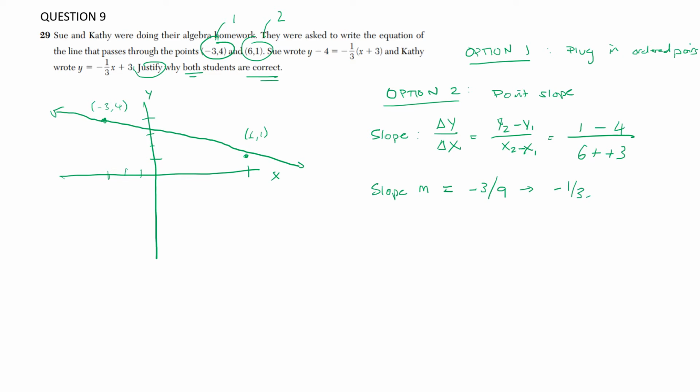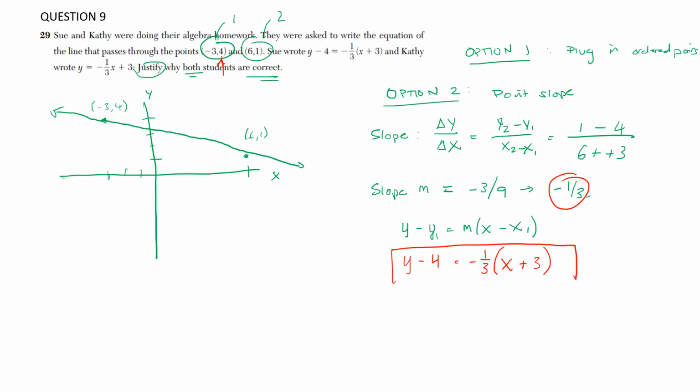Now, we can simply use one of the points. I'll use point 1 in our point slope form. This is what point slope form looks like. It's y minus y1 equals m times x minus x1, where y1 and x1 are just any of the ordered pairs that we have. It could be the second pair as well. So I'm going to start plugging in y minus, and I'm going to choose this y here, 4, equals m, this is m, -1/3, x minus x1 is -3, so that's +3.